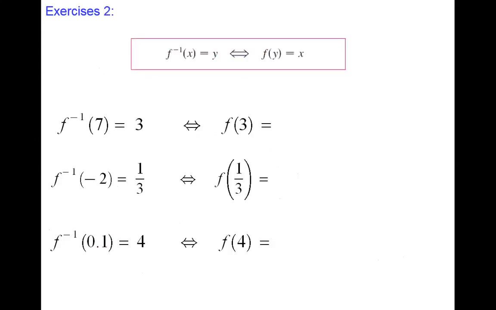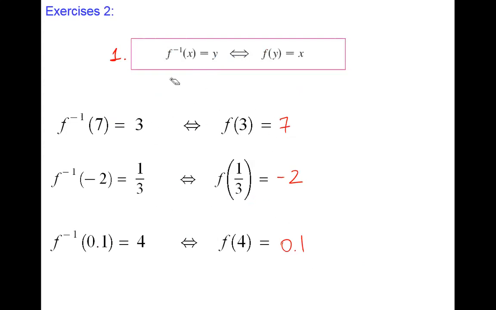Now tell me this. This is probably like a 1 second exercise, just practicing our formula. As I said, this is just the definition. Okay, let's see. If f inverse of 7 is 3, then f of 3 is, of course, 7. If f inverse of -2 is 1/3, then f of 1/3 is, of course, -2. If f inverse of 0.1 is 4, then f of 4 is 0.1. Probably you think it's a silly question, but it's important. We have to remember to play with the values like that.